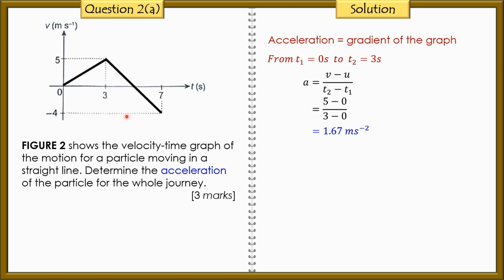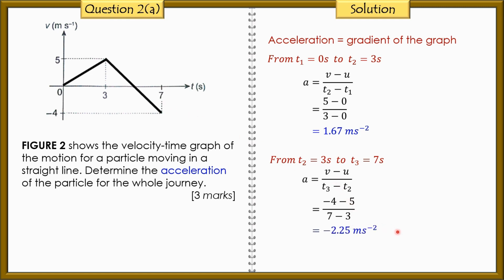And then the second part of the acceleration is from 3 to 7 seconds. If you calculate the gradient of the graph, you will get that the acceleration is negative 2.25 meter per second squared.